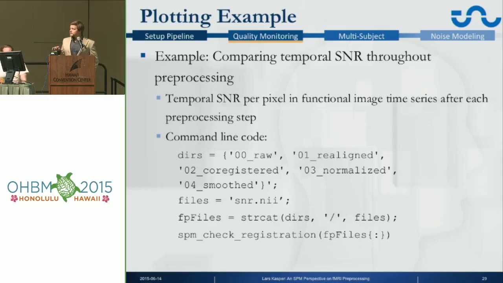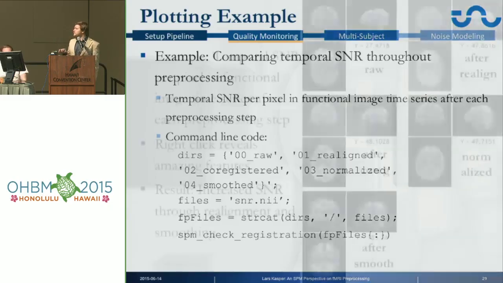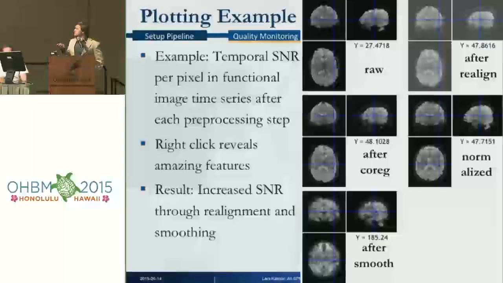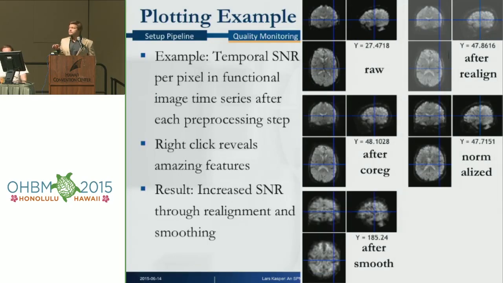If you have done the pre-processing pipeline, for example, you can look at the SNR image after each processing step. So that's what I've done here with this code. And this is what it looks like. So you see, for a single voxel, I displayed the intensity of the SNR. In the raw, it's about 27. After realignment, the SNR massively increases to 47.